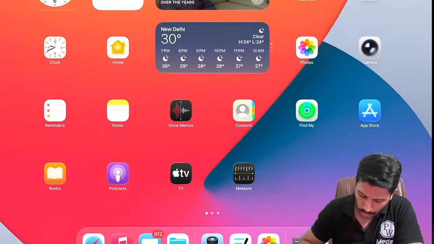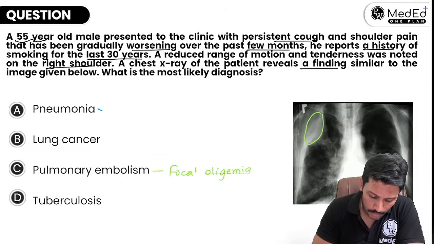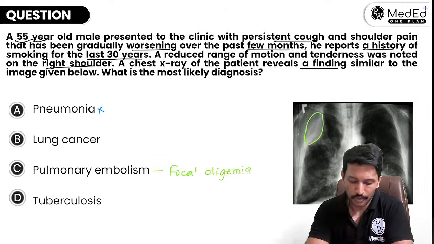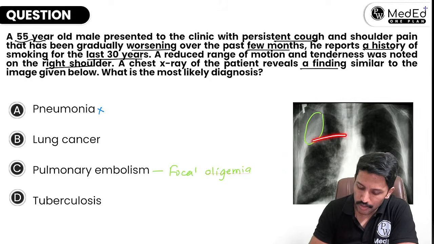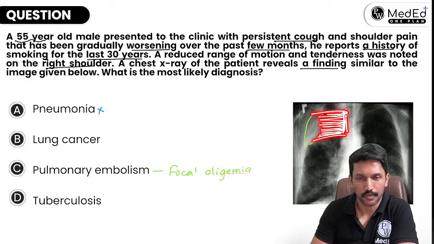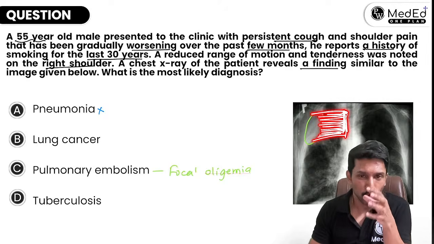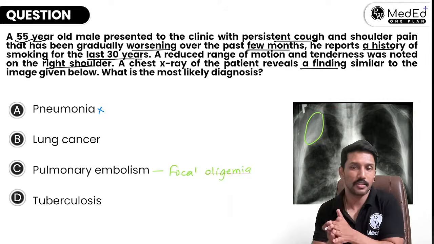Now, why is this not pneumonia? Pneumonia can be lobar. It can affect the upper lobe. But if it is an upper lobe pneumonia, there will be merging of the pneumonia shadow with the tracheal shadow. This is what you call the silhouette sign. So if there is a lobar pneumonia, the opacity merges with the adjacent structure.